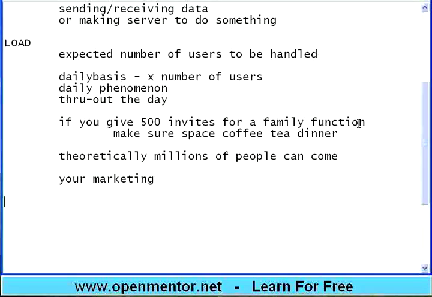Based on your marketing, your geography, you know how many people may come to your site. Make sure it works for that number of people. That is called load. Then there is another word called stress test. Stress test is nothing but overload.